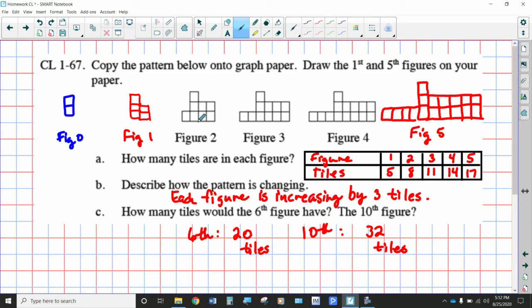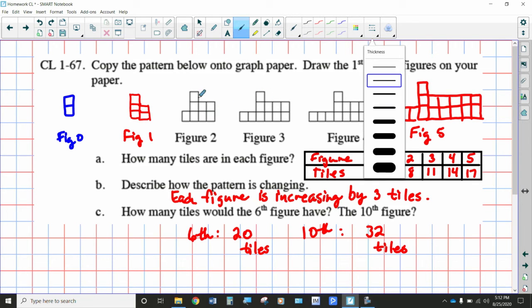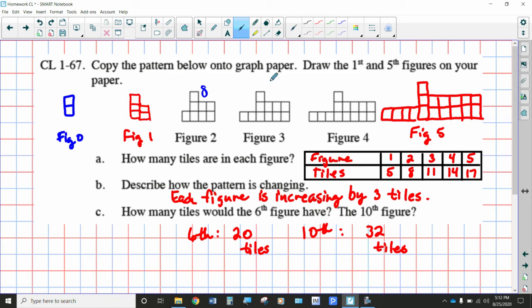Well, first off, it looks like each one of these is increasing by 3. Let's check. 1, 2, 3, 4, 5, 6, 7, 8. This has 8. This has 8, 9, 10, 11. This has 10, 11, 12, 13, 14. Yes, they're increasing by 3. So where do they increase by 3? It looks like you add these two guys and then that to the previous one. So you add 2 more here, and then 1 on the end. So this one, if we add 2 more here and 1 more there, would be the 5th one.